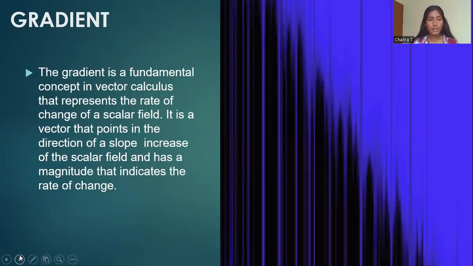Gradient. The gradient is a fundamental concept in vector calculus that represents the rate of change of a scalar field. It is a vector that points in the direction of the steepest increase of the scalar field and has a magnitude that indicates the rate of change.